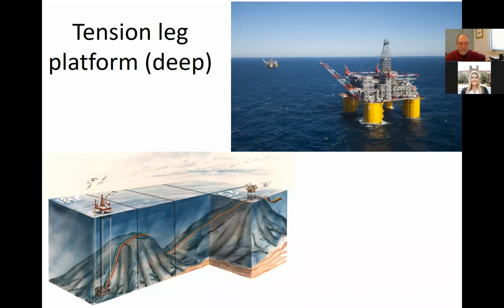And the platform balances on top of these four pontoons, and then each one has a series of cables that goes down. So that the buoyancy from the floating platform pulling against these cables keeps it under tension and holds the whole thing in place. And so these tension leg platforms can be installed quite deep.